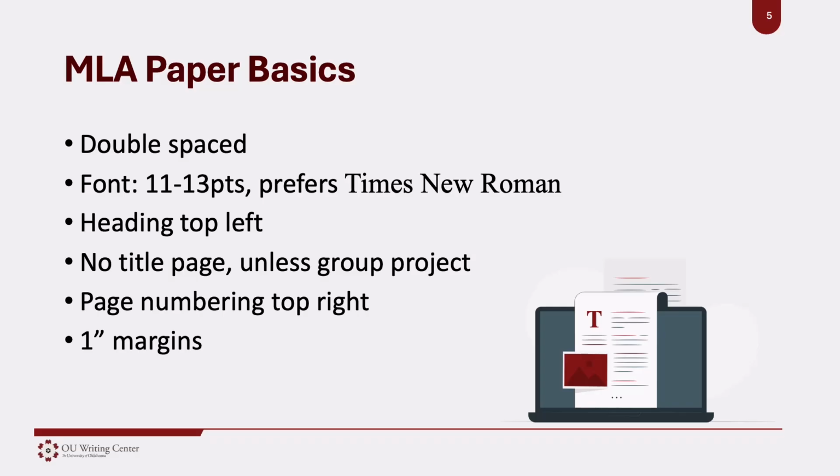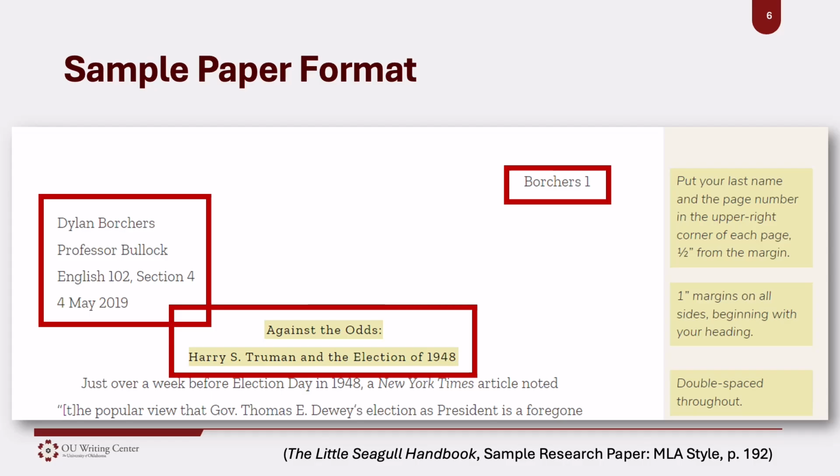Some of the basic style requirements for a paper in MLA include double spacing and page numbers in the top right corner, as well as the heading in the top left. MLA is also more particular on font style than some other styles might be. Most people who use MLA write in Times New Roman, unless specified otherwise. Unlike some other styles, MLA does not use a cover page.